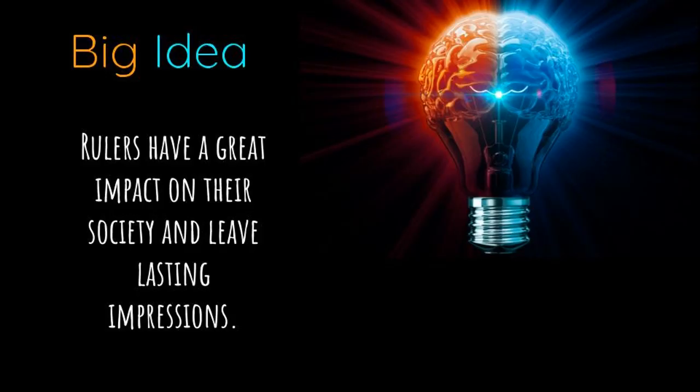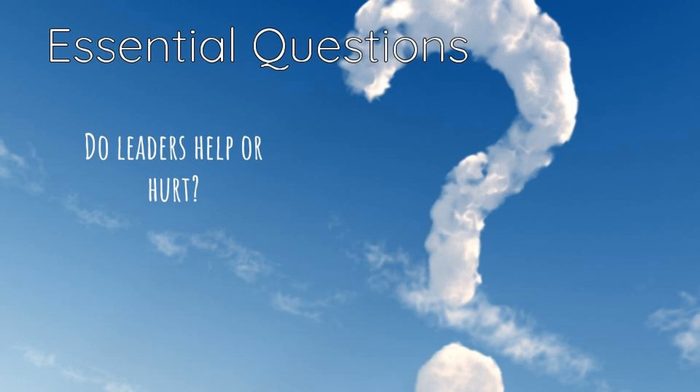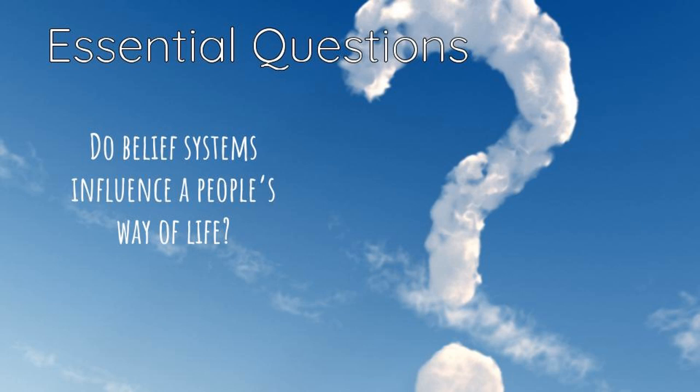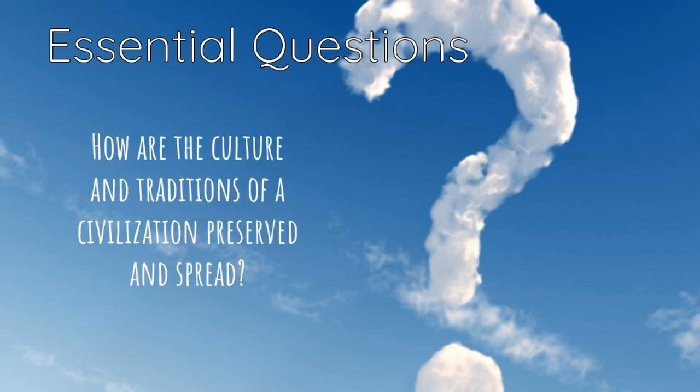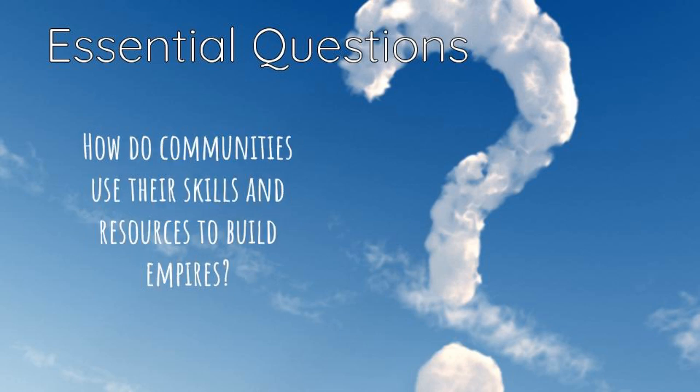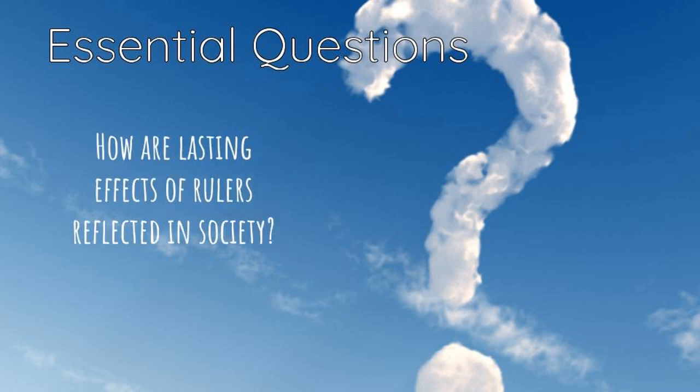All right, guys, just a reminder, we have the same big idea as we did for the first podcast. Our big idea: rulers have a great impact on their society and leave lasting impressions. The first essential question is, do leaders help or hurt? The second question, do belief systems influence people's way of life? Number 3, how do rulers shape present and future civilizations? How are the culture and traditions of a civilization preserved and spread? How do communities use their skills and resources to build empires? And our final essential question for the unit, how are lasting effects of rulers reflected in a society?